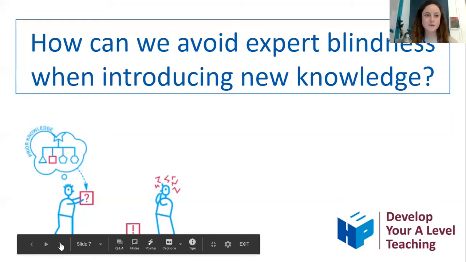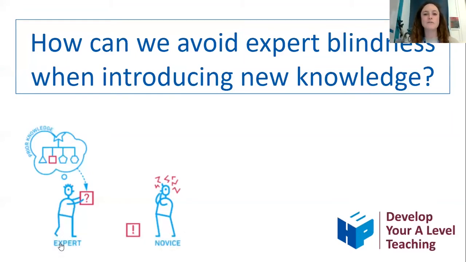So the question we are addressing is, how can we avoid expert blindness when introducing new knowledge? I think at GCSE, and as Jay said, outcomes at GCSE tend to be better than at A-level. At GCSE, we know a bit more that we are the experts and our students are novices, and we understand that our students learn in a different way to how we learn.